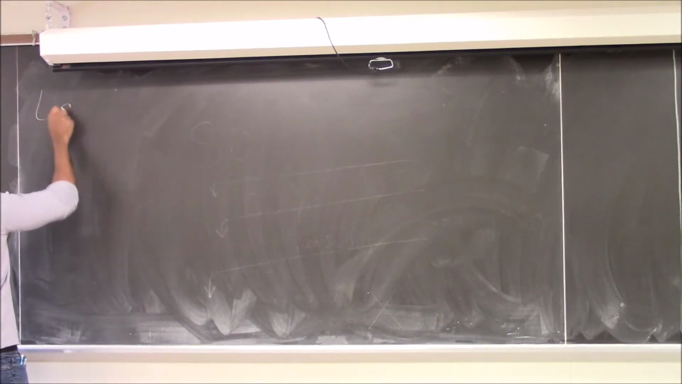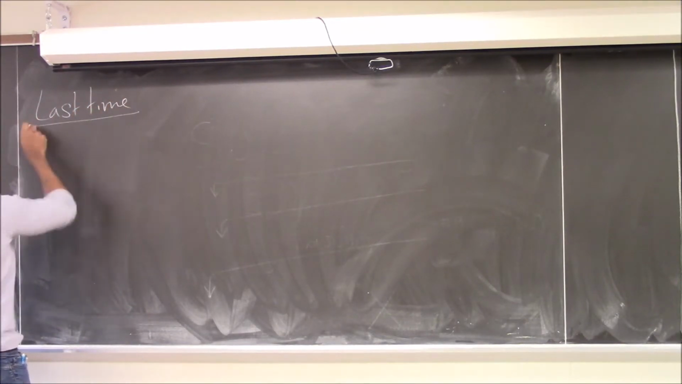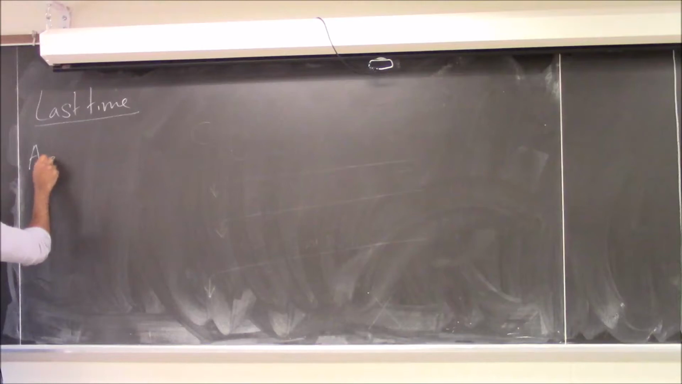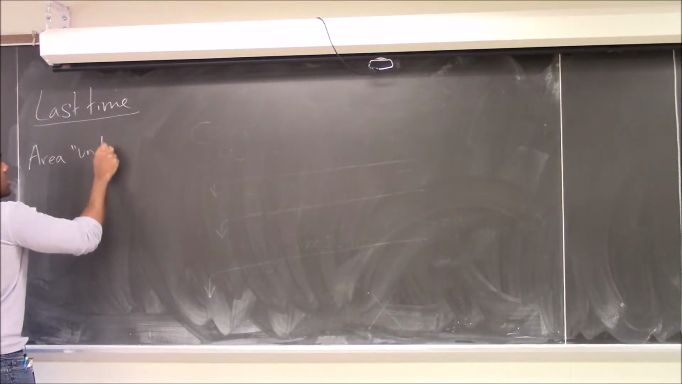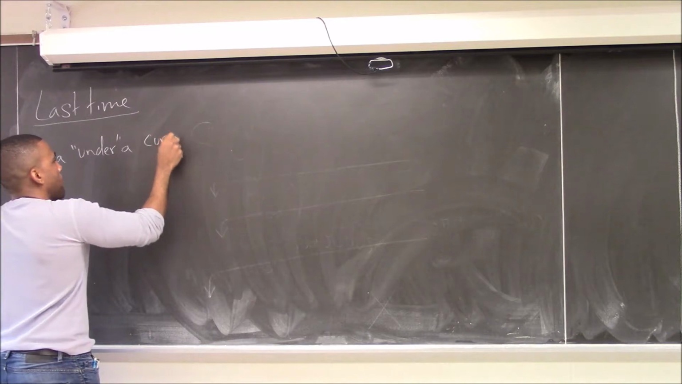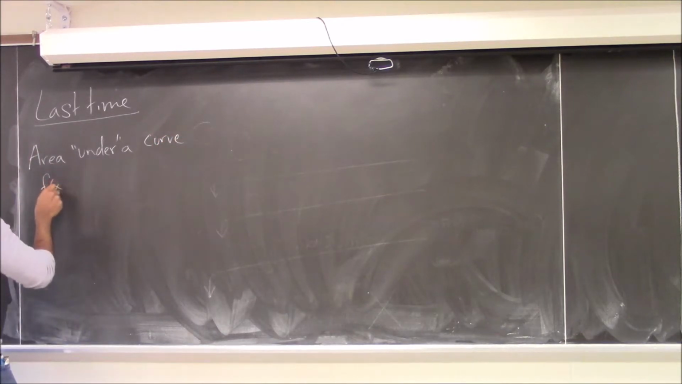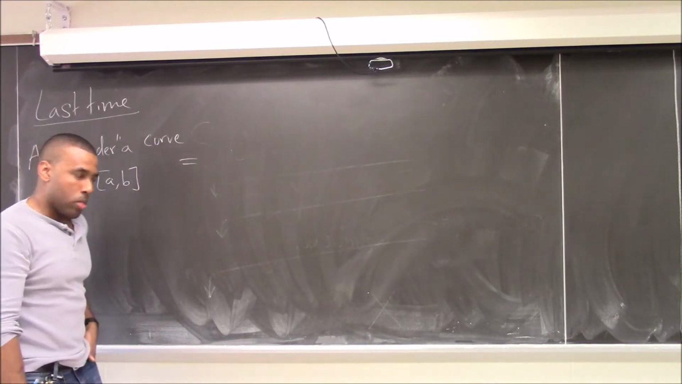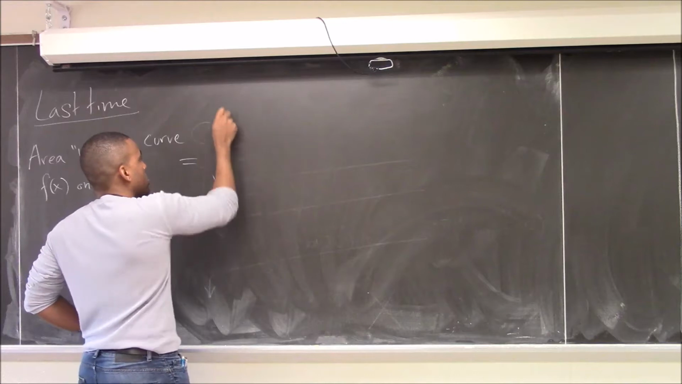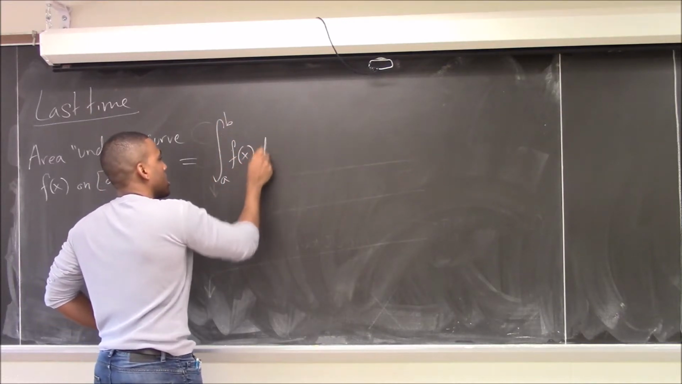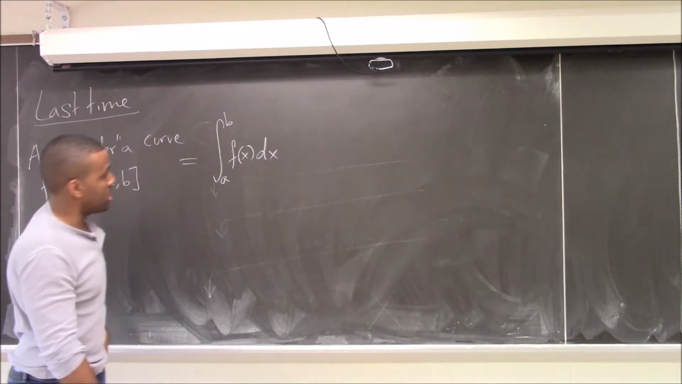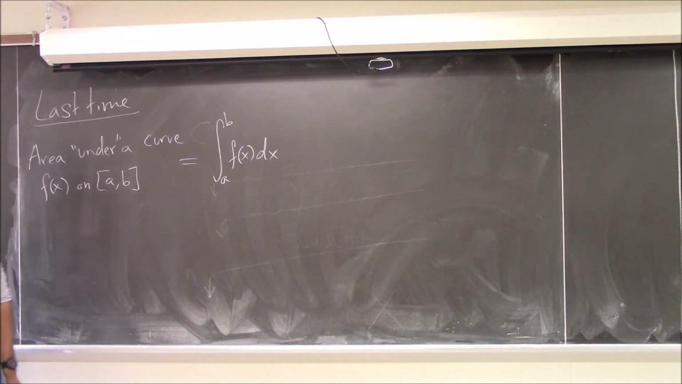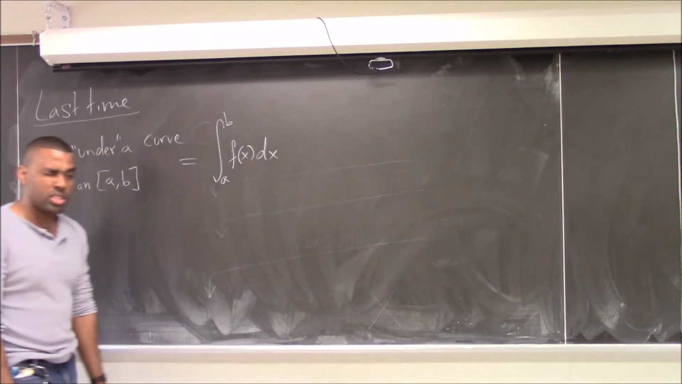So, last time, first of all, we figured out the area under the curve f of x on AB was equal to something that, in notation, we call the integral from A to B of f of x dx. This is called the definite integral from A to B, just finding the area under the function. We saw this was the limit of Riemann sums.